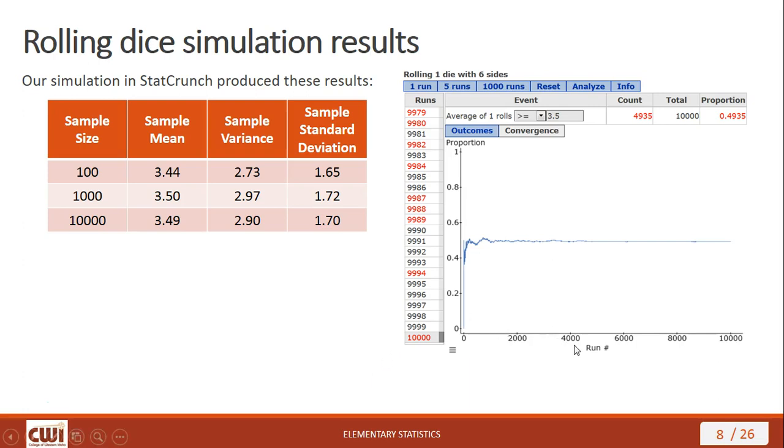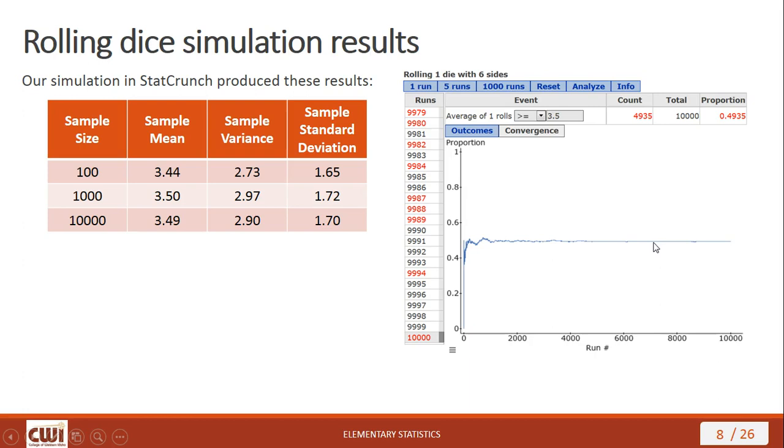So notice here on the chart, you've got along your horizontal axis the number of runs that you're conducting. So here at 2,000 runs, we're sitting right about here with the proportion of, let's see, average number of rolls of 1 roll that is less or greater than or equal to 3.5. So this is the proportion for the outcomes. So how many times were we actually rolling the dice, one die with 6 sides, and getting our outcomes out.